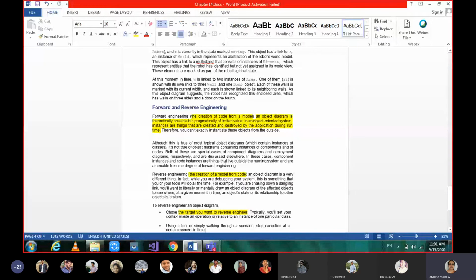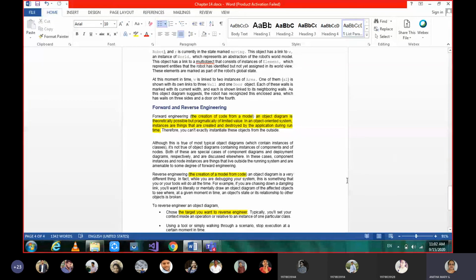But with the knowledge of the things that we have, we are drawing the models. Moving on to reverse engineering: reverse engineering is nothing but the reverse of what we have done in forward engineering. In forward engineering, we went from model to code, whereas here it is from code to model.